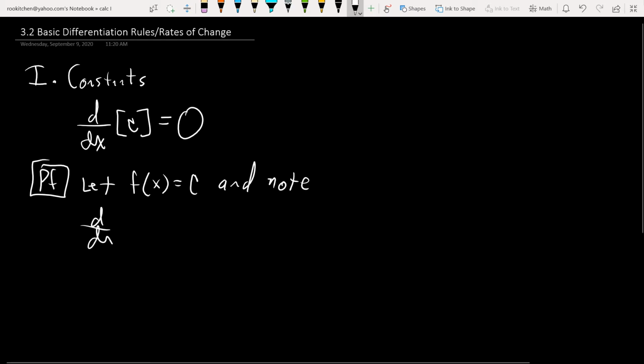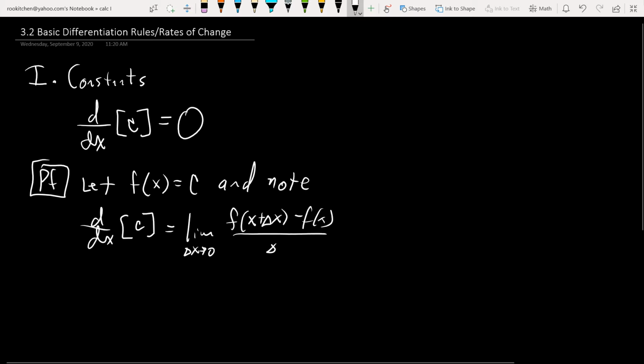The derivative with respect to x of this function c is equal to the limit as change in x goes to 0 of f of x plus change in x, minus f of x, all over change in x. Well, what is x plus change in x? You can put anything inside of f. If you put 3 in there, you always get out c. F of 100 is c. F of 1,000,000 is c. F of x plus change in x is c. So you could replace f of x plus change in x with c.